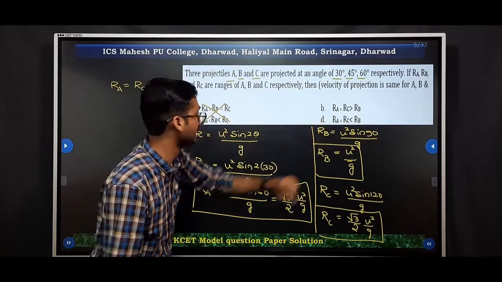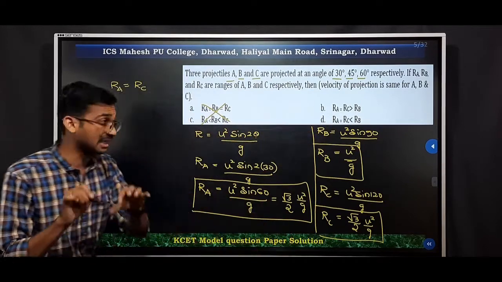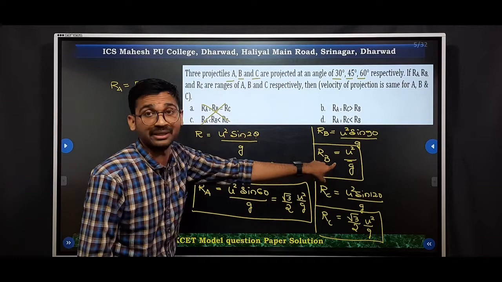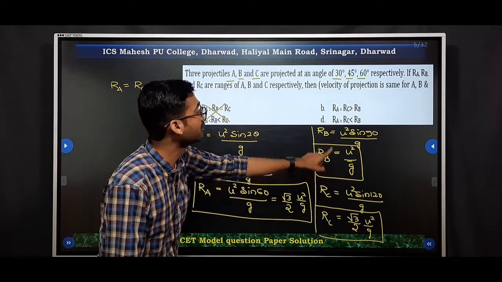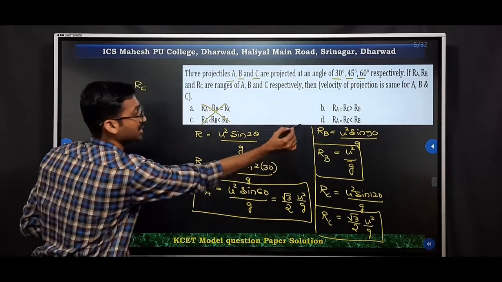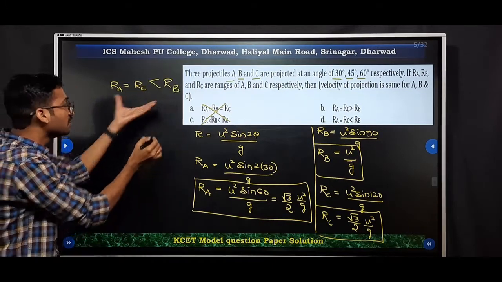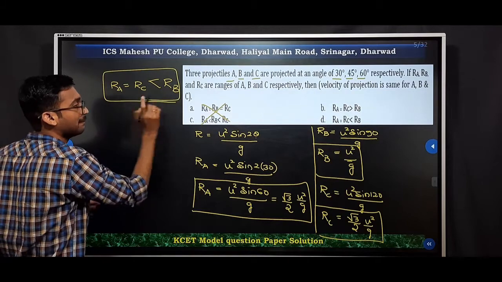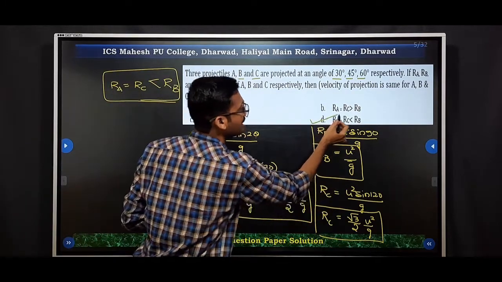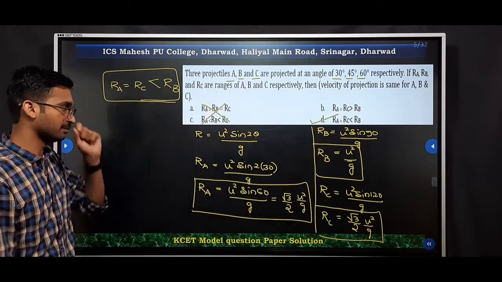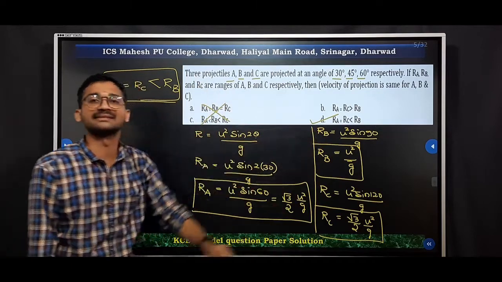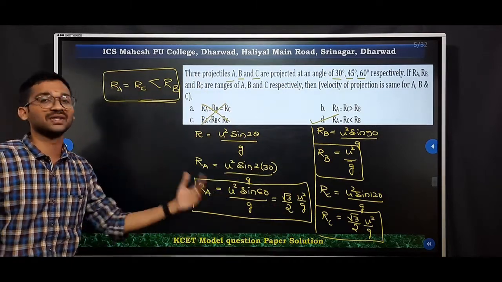Moving on to the other options now. Here, RA and RC are equal, but compared to RB, those are smaller. Therefore, here RB is larger. Therefore, if I observe this value and compare with our answer, option D is the right one. Therefore, for the given question, option D is the right answer. Moving on to the next question.